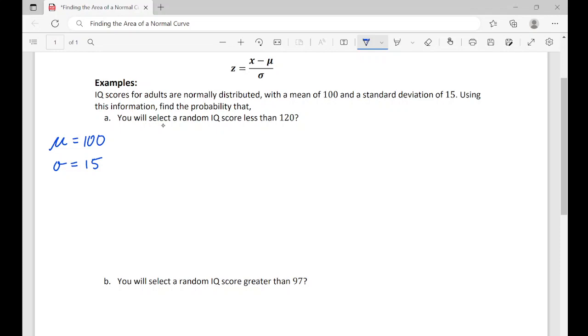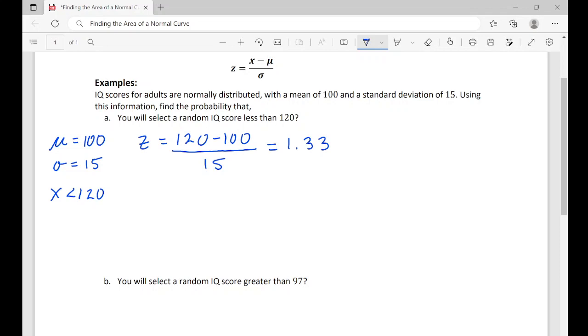Now, you want to randomly select an IQ score that's less than 120. So that means our x value, our particular value, is going to be less than 120. That's what we want. Once we have all our information, we're going to plug it into our z-score formula. So z equals 120 minus 100 over 15. And when we run that through, we're going to end up getting 1.33 repeating, but a z-score typically is rounded to 2 decimals.